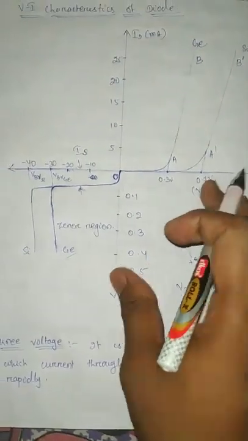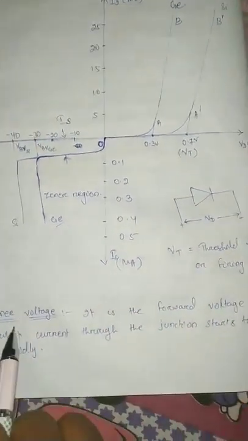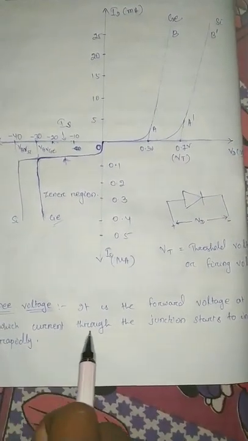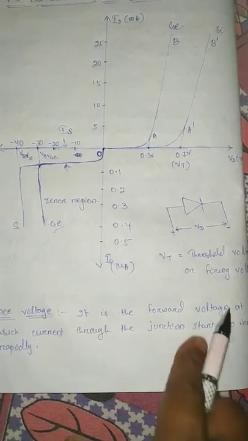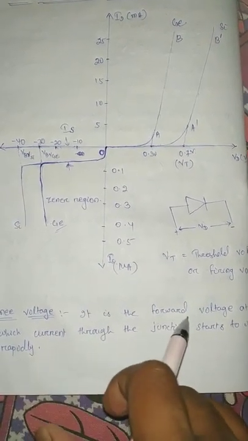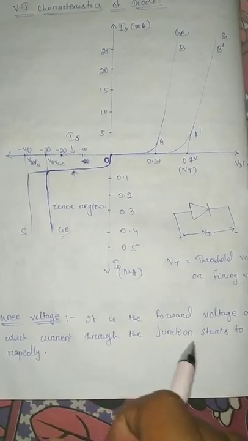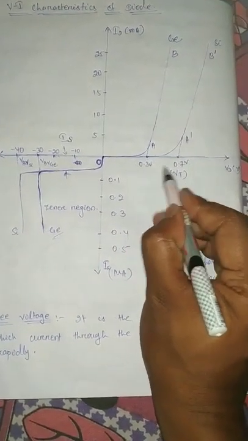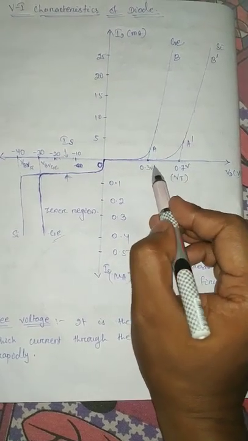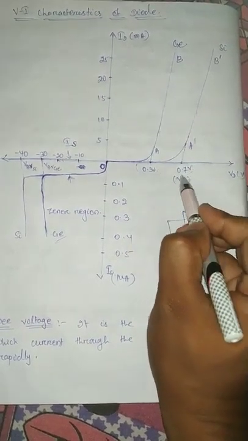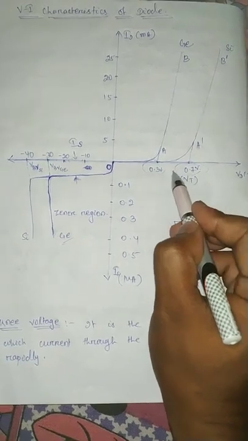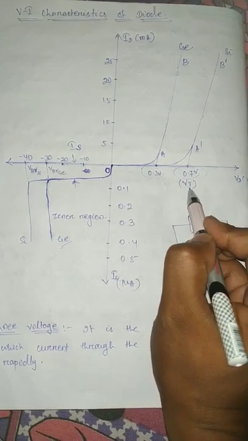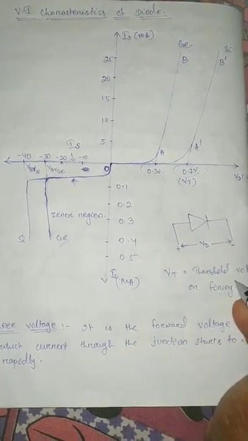Now from this graph we find one important term, that is the knee voltage. It is the forward voltage at which the current through the junction starts to increase rapidly. That means this barrier potential voltage, that is 0.3 volt for germanium type diode and 0.7 volt for silicon type, is known as the knee voltage for germanium and silicon respectively. This is also known as threshold voltage, also firing voltage.